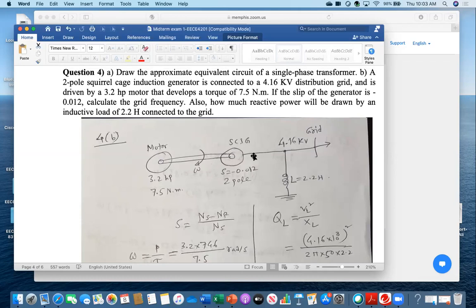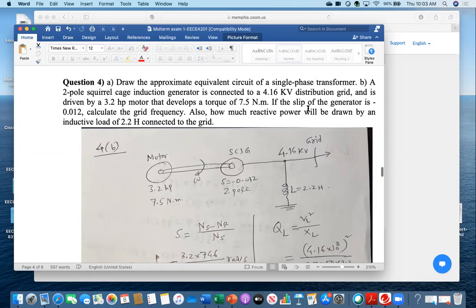And then that generator is powering a grid. At this point, voltage is 4.16 kV. One thing I think I made a mistake: I should say single phase induction generator. This is basically a single phase induction generator. I think I forgot to write it. But most of you have considered this is single phase. I think only one case you considered otherwise.